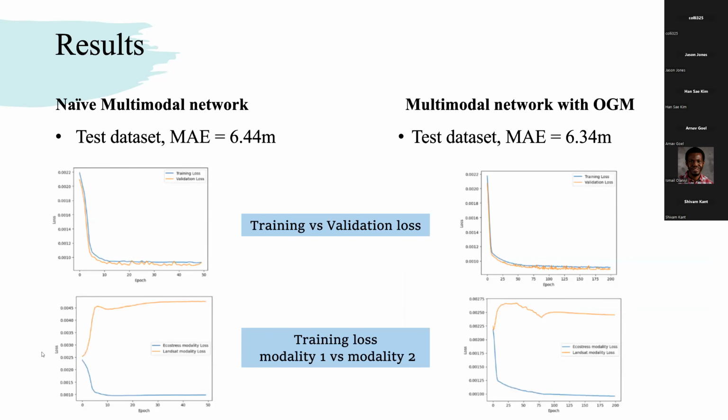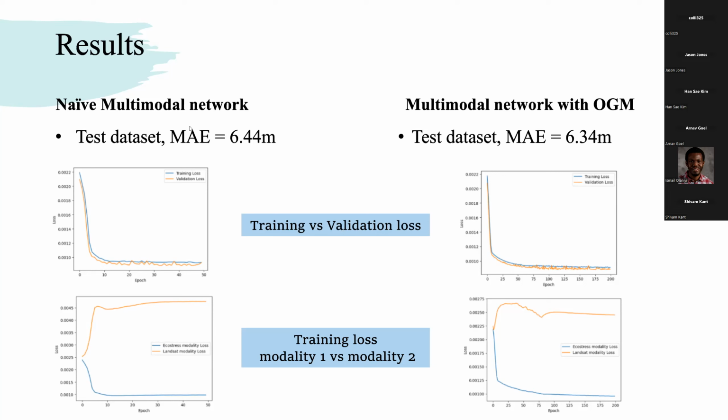So these were my results. This was the naive multimodal network, where you can see the different modalities having a graph, like the Landsat has more error, while the EcoStress has less error. And this was the training step. When I did the multimodal network with OGM, I found out that the one which has more loss during this stage where OGM was implemented, the actual loss of the higher modality gets lower, and then it goes to a uniform number.